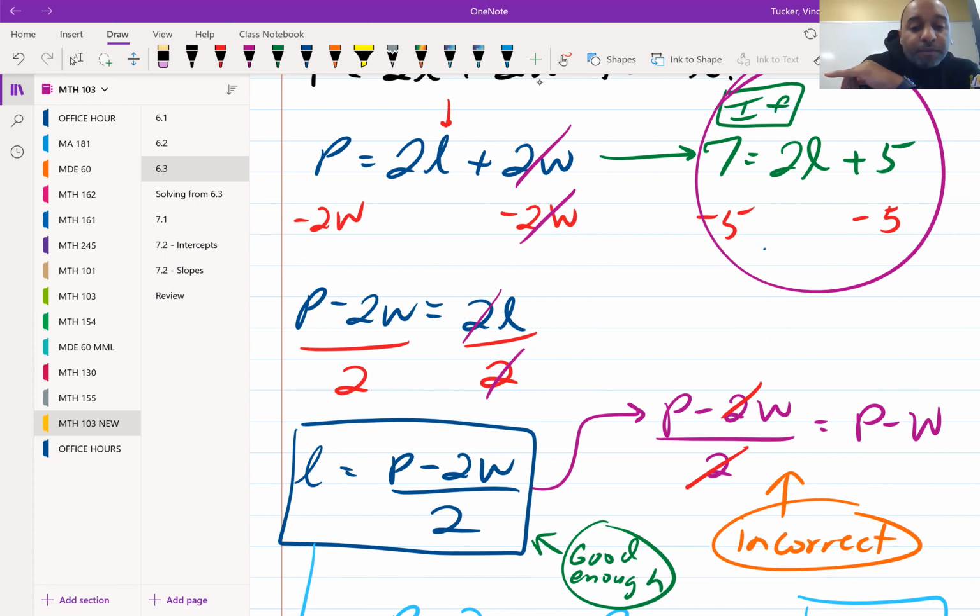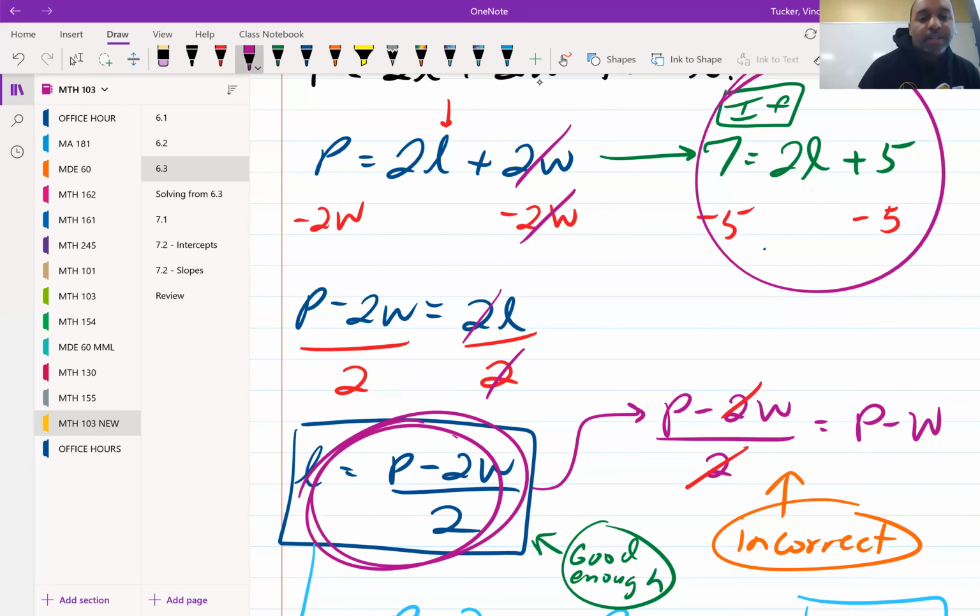Before you go any further, we're going to talk about the incorrect way and the correct way if we wanted to simplify more. But notice I put in this green circle right here: this is good enough because this 2 cannot divide evenly into each term. I'll show you what I mean in a second. If there was, let's say, a 10 in front of P, then the 2 could divide into both of those numbers, but it cannot. So leaving it like this is good enough for your answer.